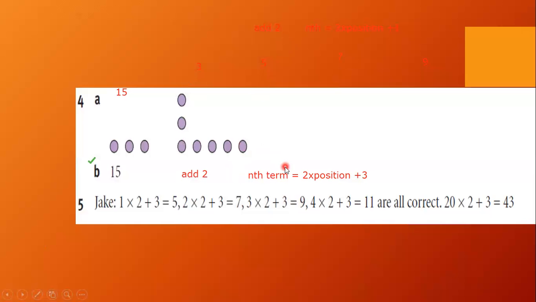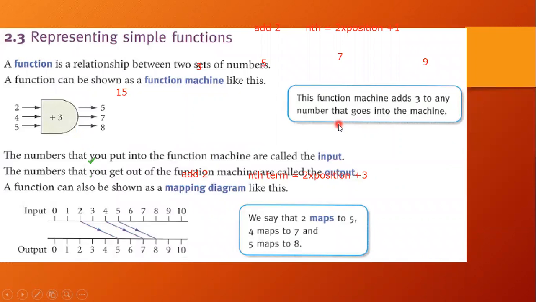Okay, now let's erase this and move on to the next topic, that is representing the simple function. What is a function? This is a function machine that you can see on your slides. The function machine is the relationship between two sets of numbers. The function machine can show it like this: 2, you are adding 3, so what is your answer? 5. 4 plus 3, the answer is 7.